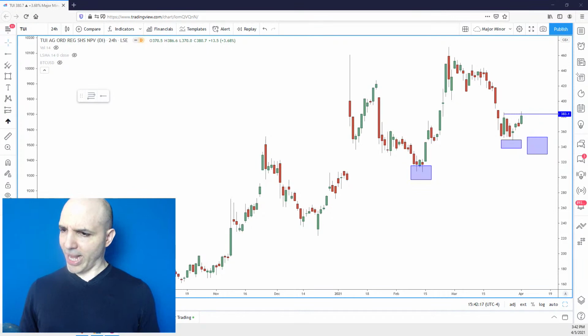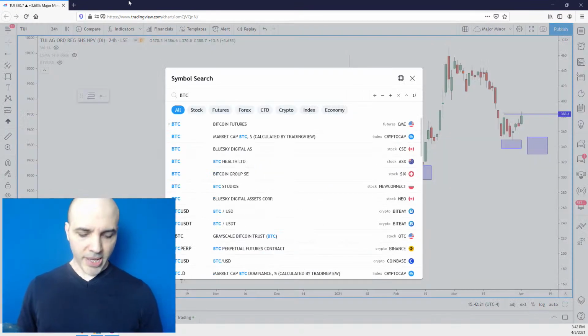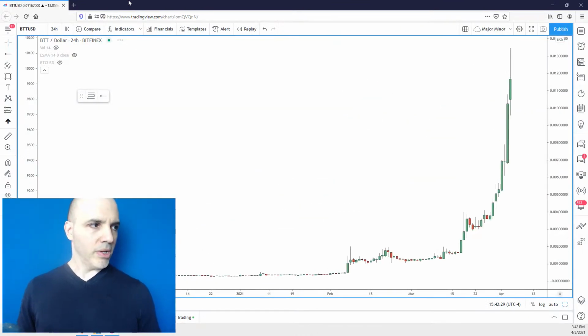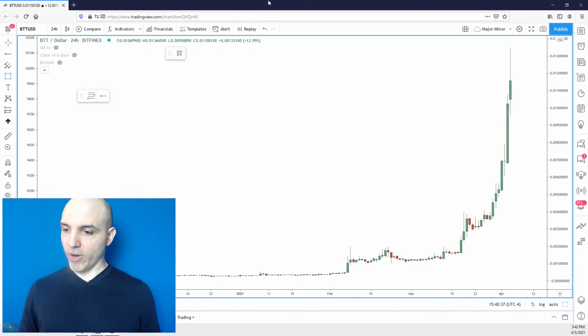All right, cool. So I got Wabi, BTT. Let's take a look. BTT. Now, is that a stock or is that a coin? I'm going to guess it's a coin, it definitely has to be a coin. All right, so I'm going to go with BTT against the dollar. Correct me if I'm wrong though. Okay, there it is. Yeah, BitTorrent, USDT.